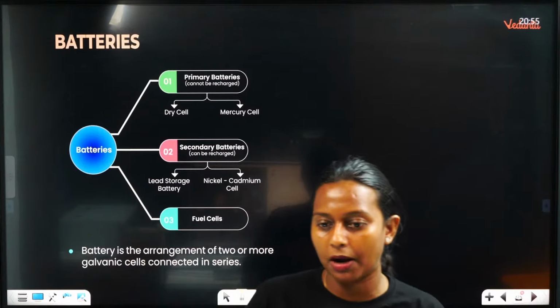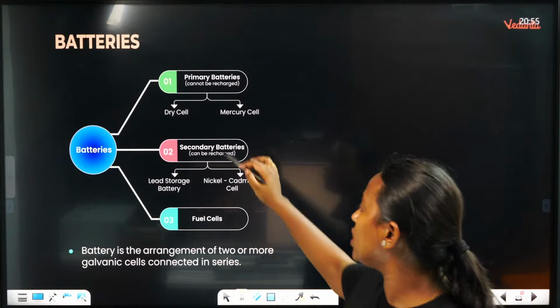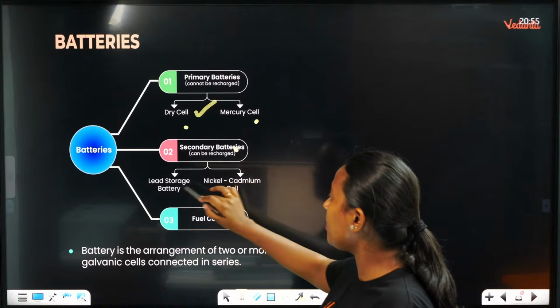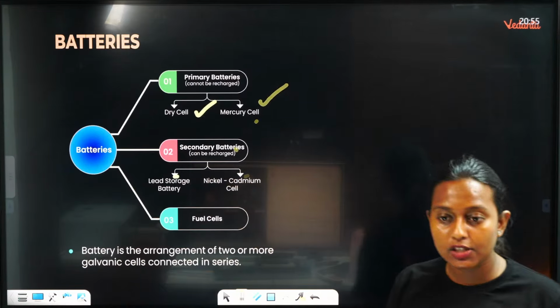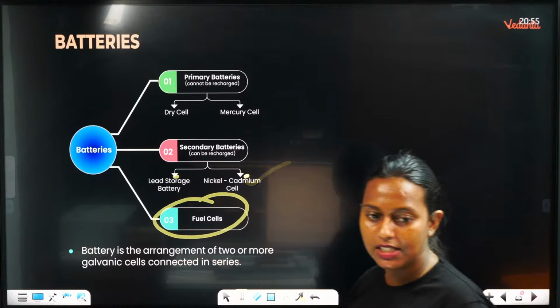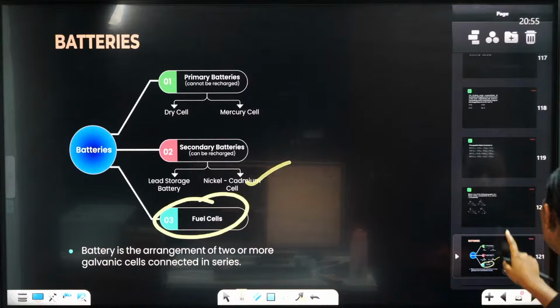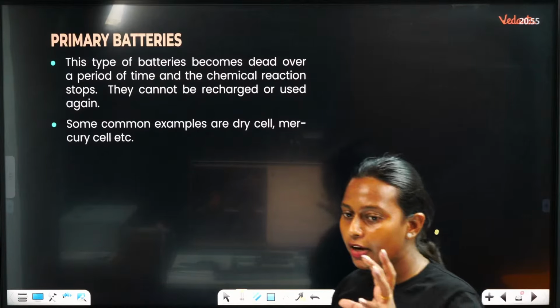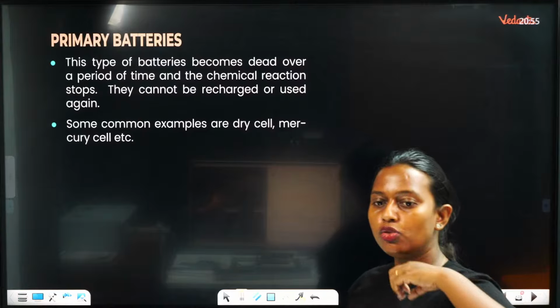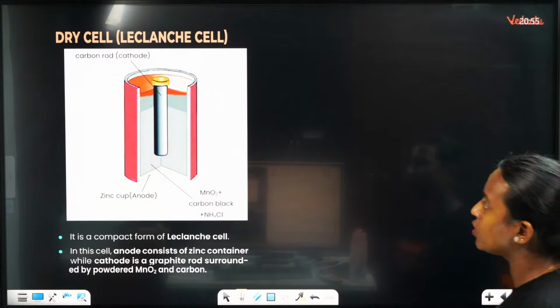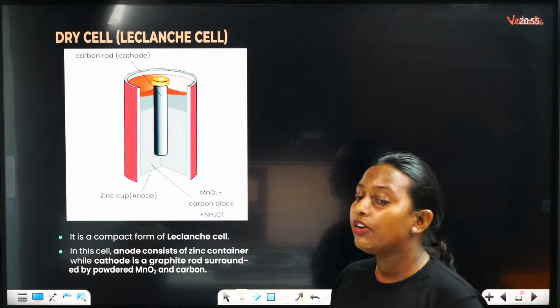Primary battery has two types, dry cell and mercury cell. Secondary battery also has two types, lead storage cell and nickel cadmium cell. And the third one is fuel cell, which is a little important. I told you primary battery is use and throw; after using, we can throw it, we cannot recharge or reuse it. The first one is dry cell.